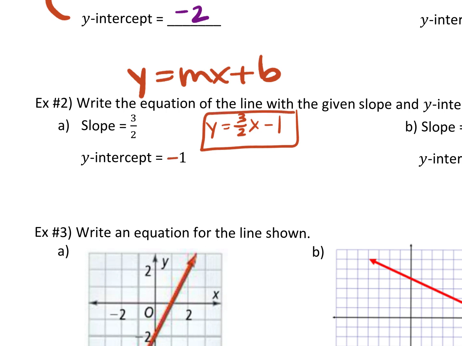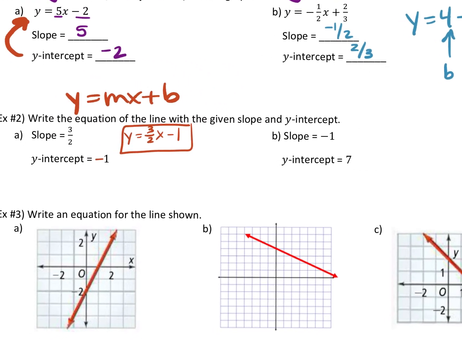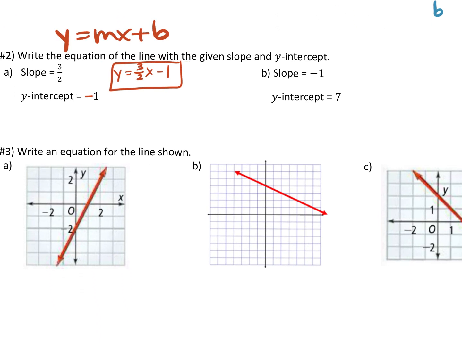So a negative 1, I mean, you can write it as plus a negative 1, but the simplest way to write it is just say minus 1 at that point. Okay, letter B here. Well, you go ahead and give that a go.